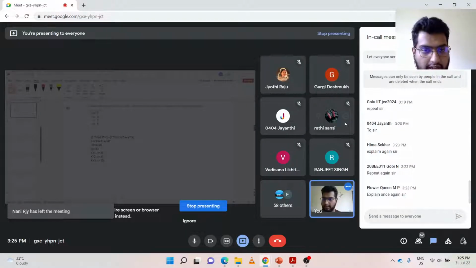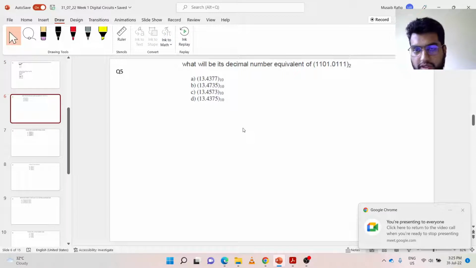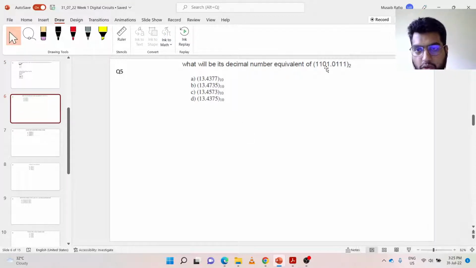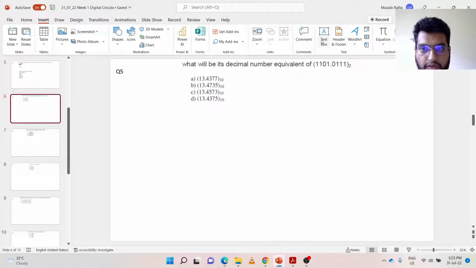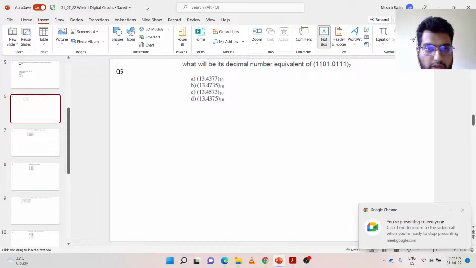So now I think I've explained it again. We move forward to question 5. In this question 5, we are given this number 110.011. So we have to convert it into decimal. So we'll again do the same thing that we have been doing in the past. Someone has joined in, let me admit him.